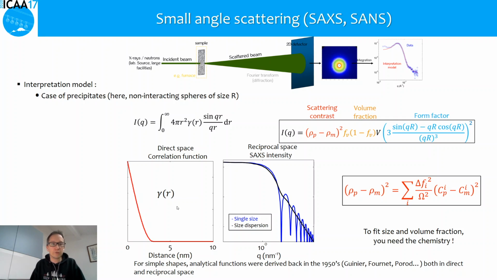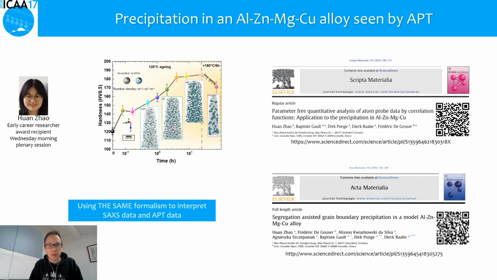Now, the correlation function is something that the Atom Probe community calls RDF, or radial distribution function. It's more or less the same thing, just another way of expressing it. Since we are looking at the same thing, we can use the same formalism to interpret both types of data, and we have actually shown this already in a collaboration with Huan Zhao, who did her PhD in Düsseldorf as well, and we did a couple of papers that you can check out if you're interested.